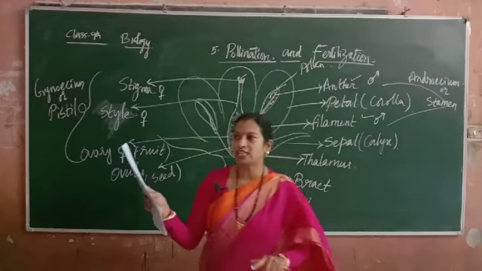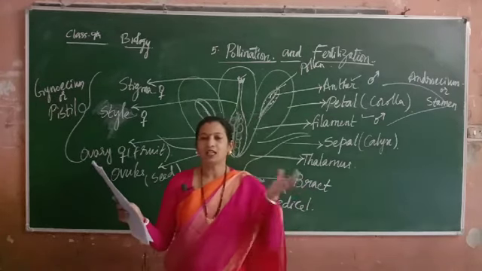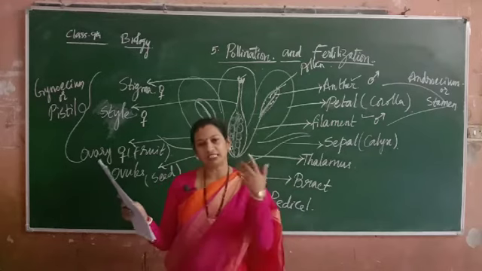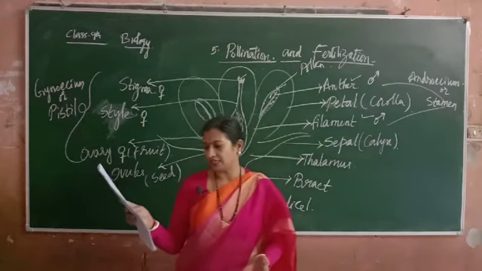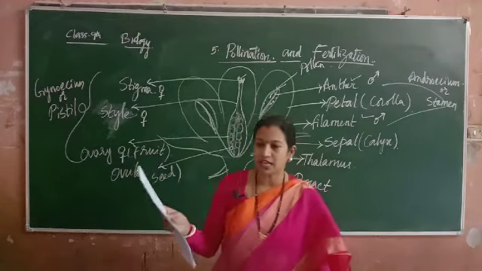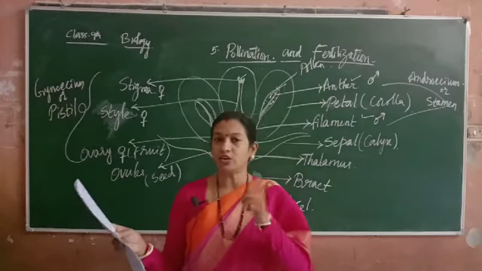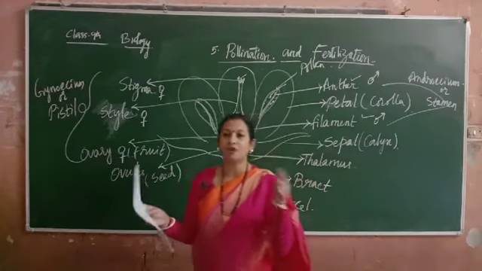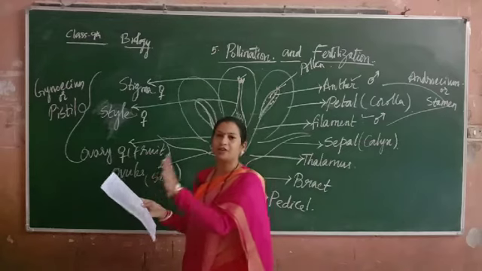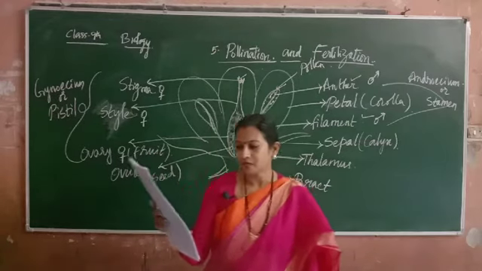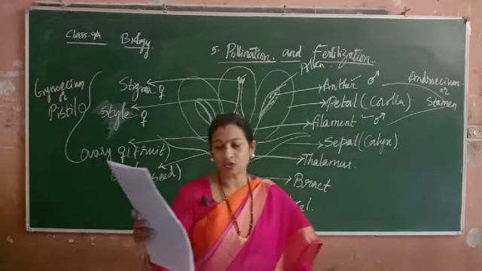Now, kinds of pollination. There are two kinds of pollination, that is self-pollination and cross-pollination. Under self-pollination, the pollen falls onto the stigma of the same flower of the same plant. In cross-pollination, the pollen falls onto the stigma of another flower of the same plant or another plant.